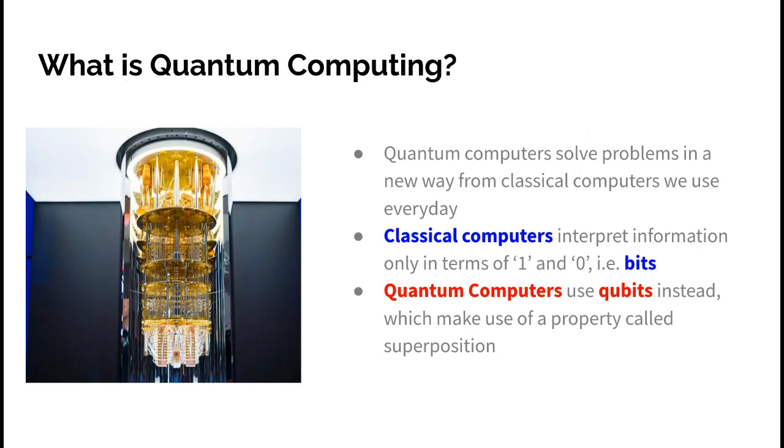What is quantum computing? So the left image shows what a quantum computer looks like. Quantum computers solve problems in a completely different way from the traditional computers we use every day. Classical computers interpret information in terms of ones and zeros, which we call bits. Quantum computers instead use qubits, which make use of a property called superposition.